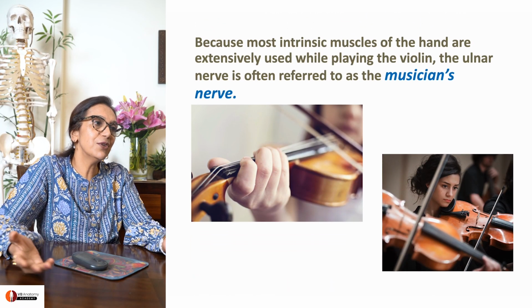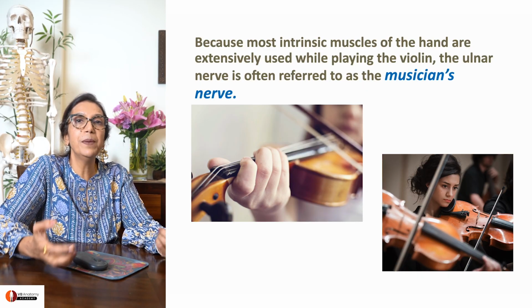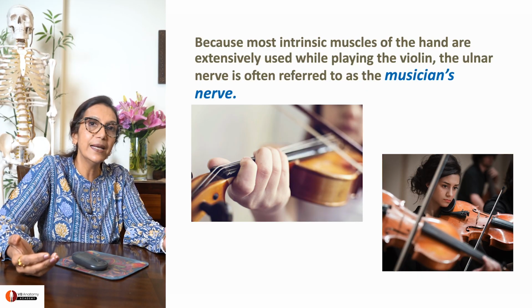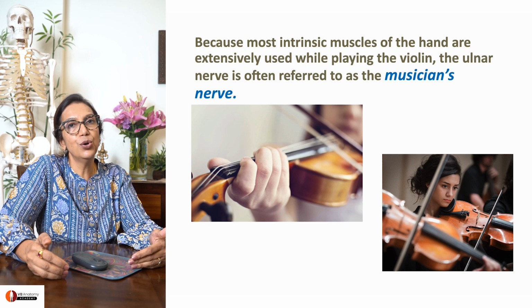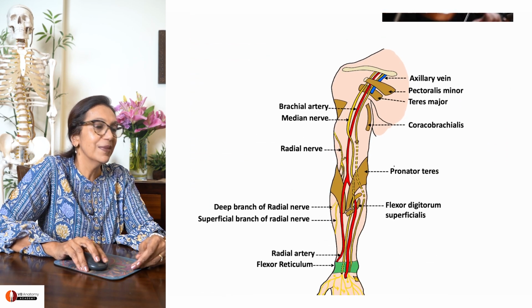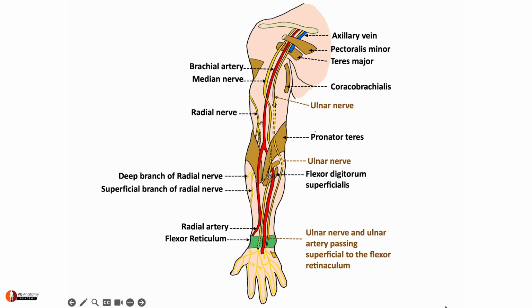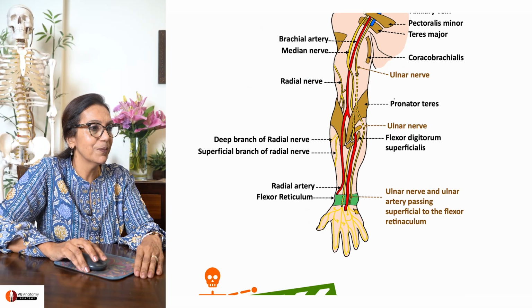So most of the intrinsic muscles of the hand are extensively used when you are playing musical instruments like violin. And that is why your ulnar nerve is called a musician's nerve. That's the answer to our question. And this is one single image showing you the ulnar nerve right from the point where it got formed to the point where it entered into the hand. Use this to get a broader picture of the nerve.